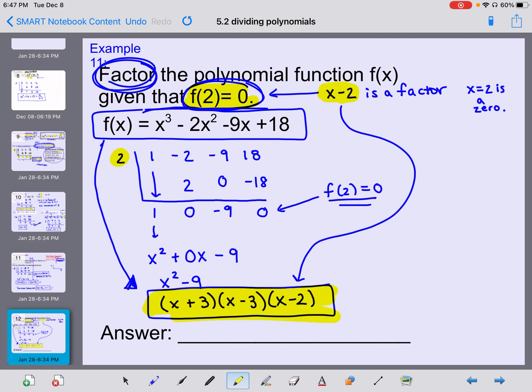If you forget the x minus 2, it's a big deal because this yellow final answer should multiply out to go back to that f of x function, right? And without the x minus 2, it's not going to do that.